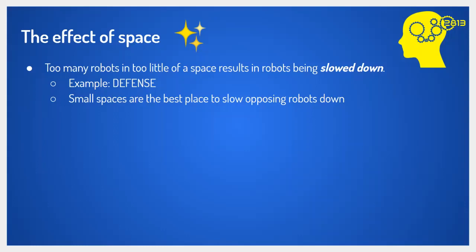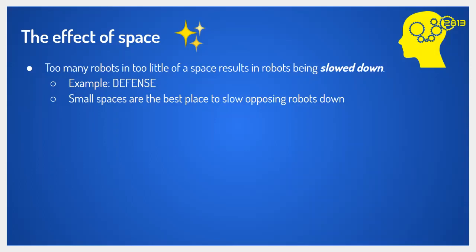Now, sometimes you want to slow down robots. That's the point of defense. And that's why it's a really good example of space: defense is best played in small spaces because it slows down the most. If you're in a small space, you can't get around the other robot, or maybe it's really hard to get around the other robot because the space is smaller. You have less room to maneuver. And defense becomes so much more effective in these small spaces. That's why it's the best place to slow opposing robots down.